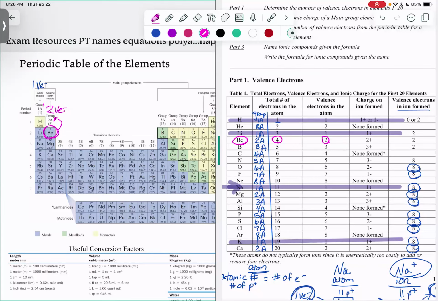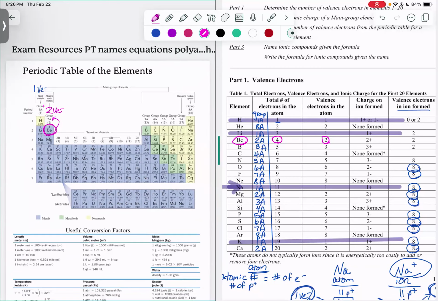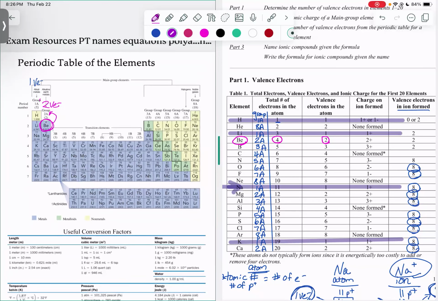Well, if it's at 2 and it wants to get to 8, it could gain. Okay, let's count that. If we gained 1 valence electron, that would be boron, so I'd be at 3. Then to carbon's 4, to nitrogen's 5, 6, 7, 8. So I had to gain 7 valence electrons to look like neon. That's a lot of work. Oh my gosh, doesn't sound like fun.